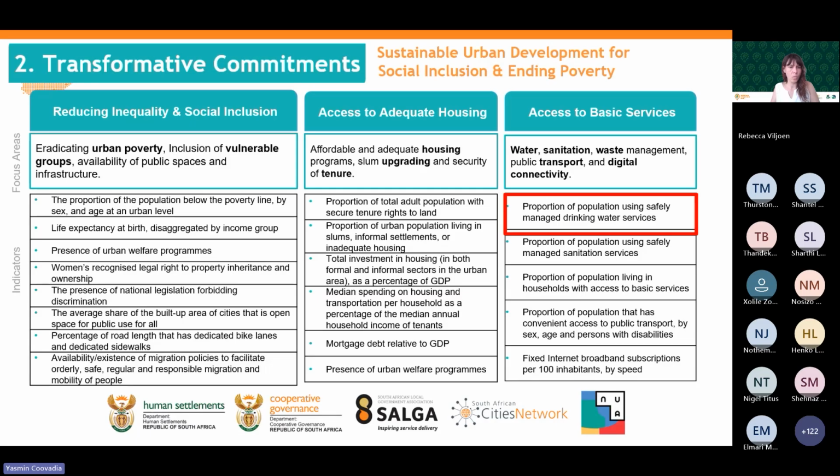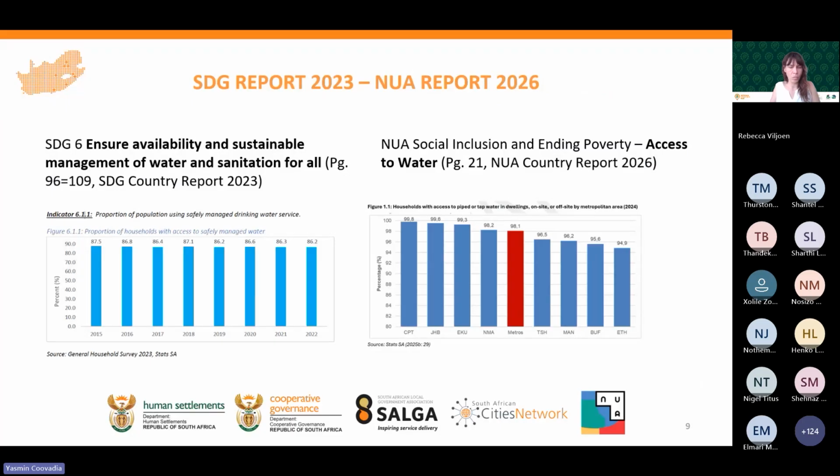So there's a bigger section about access to basic services, and then we hone in on an indicator that says, what's the proportion of population using safely managed drinking water services? And what I'm able to show you, on the right-hand side of the screen, is a snippet from what is going to be in the country report. You can see that we've been able to provide disaggregated data by metro. And in the middle of it, the red bar is actually the average of all the metros.